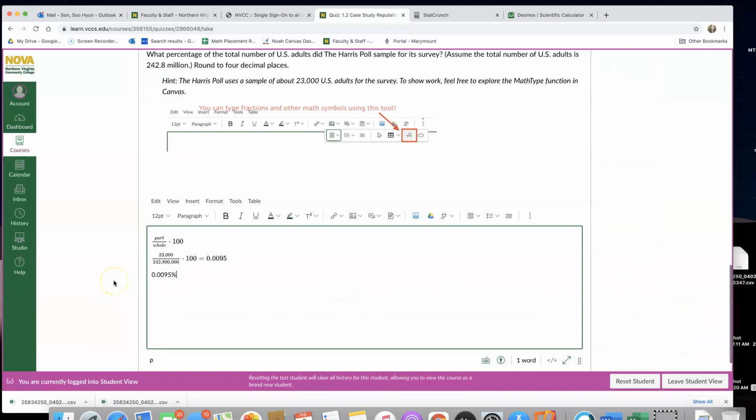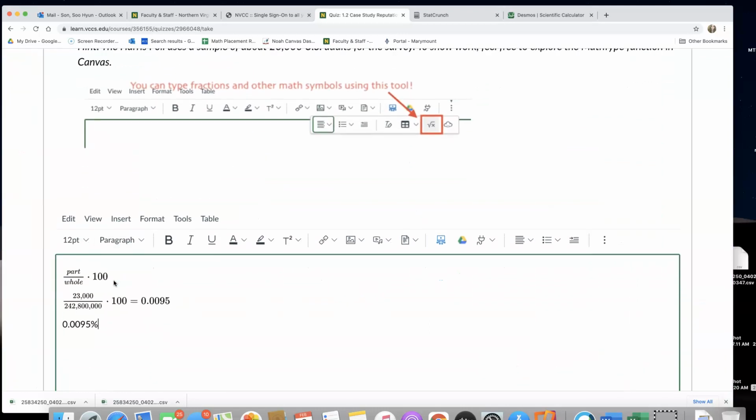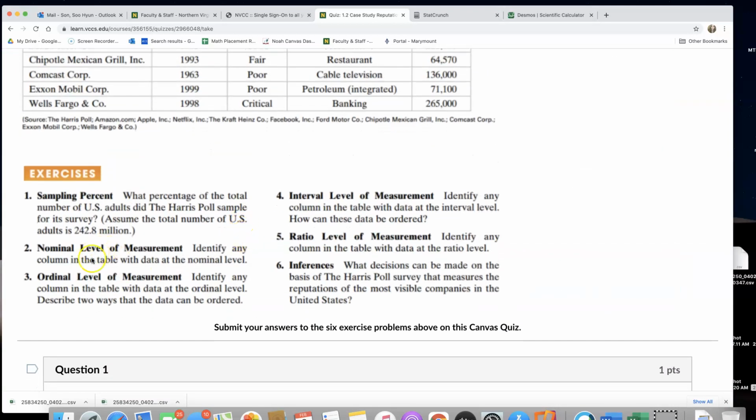Okay. This one was a good review problem from Math 154, but the other questions, number 2, 3, 4, 5, and 6, are the type of problems that you can learn by reading section 1.2. If you need anything else, just write me an email.